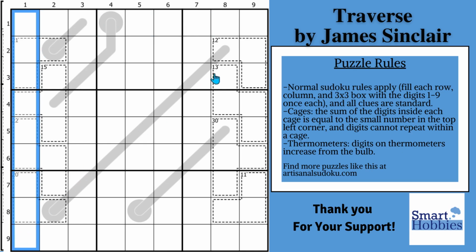Cages: the sum of the digits inside each cage is equal to the small number in the top left corner, and digits cannot repeat within a cage. So this is a 30 cage. These digits have to add up to 30.